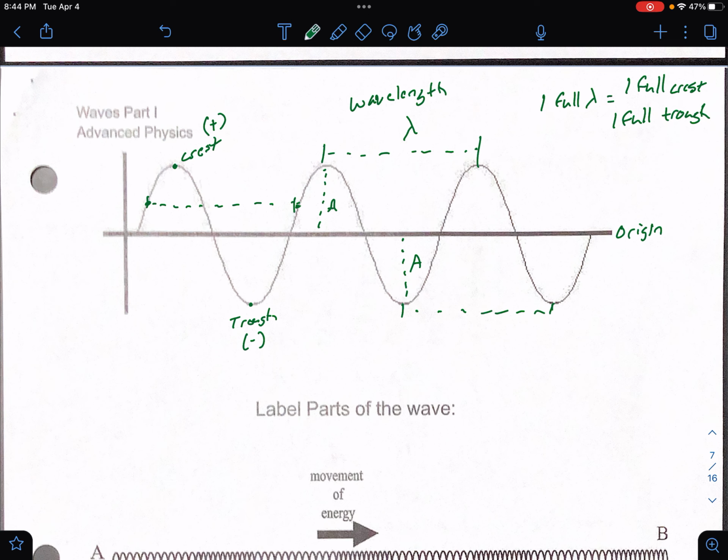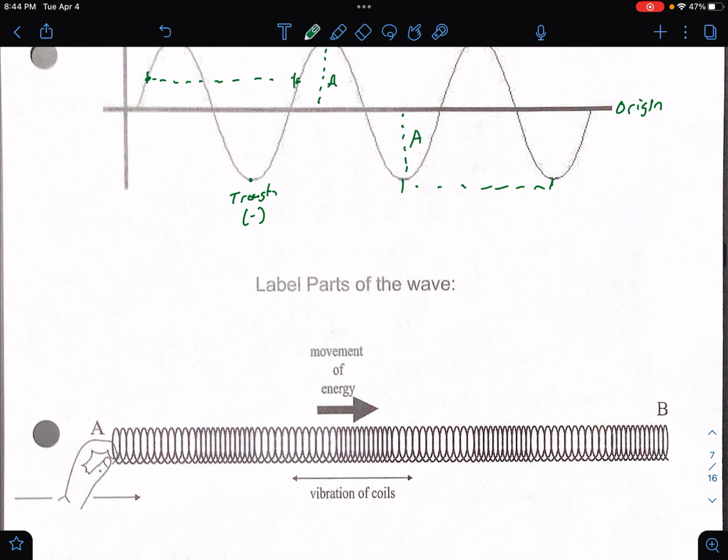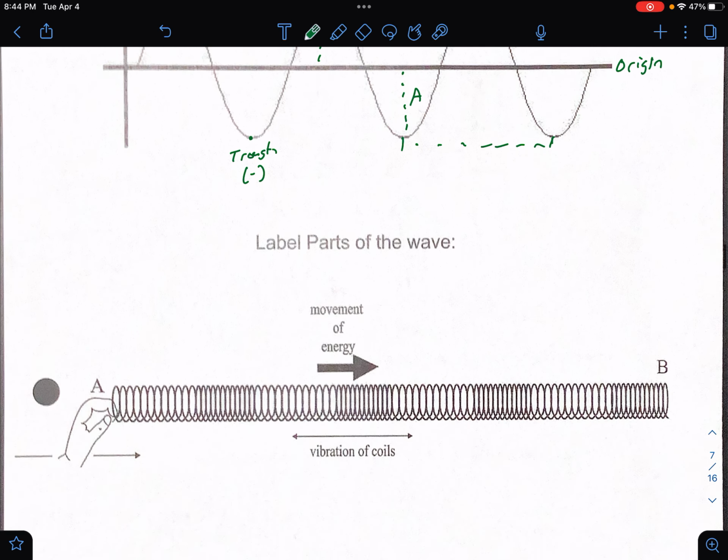Okay, so moving on to the next part is label the parts of this spring. So this is a compression or a longitudinal wave. Where the spring actually bunches up next to each other, that is called a compression. And where it actually stretches out, that is called a rarefaction.